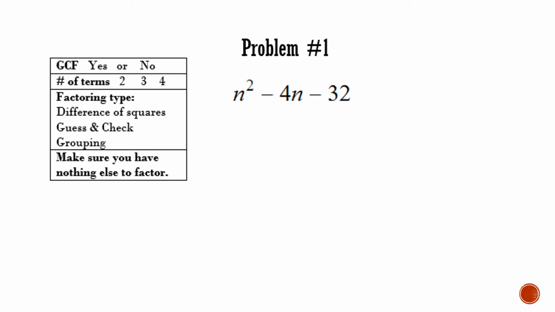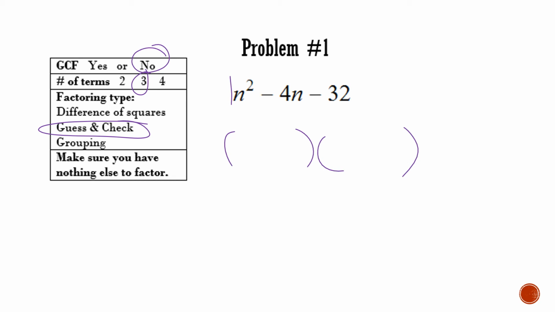So on this one here, looking at n squared minus 4n minus 32, they do not all have n's, and the number they have in common would be 1. So again, if I divide by that, it doesn't change it. So no, this does not have the GCF. I'll then say, okay, there are 3 terms, and so that is that guess and check method. So I'm going to want to factor this into 2 sets of parentheses.